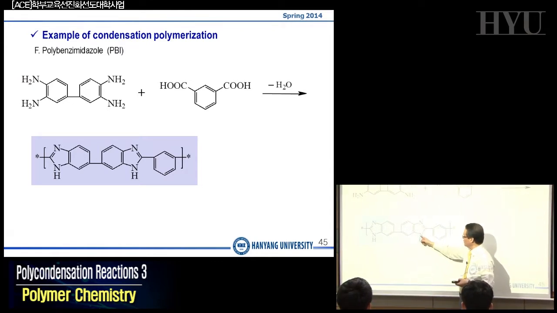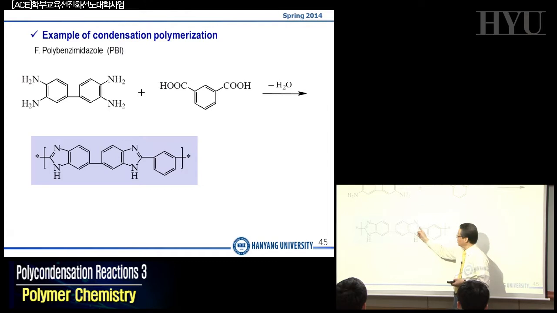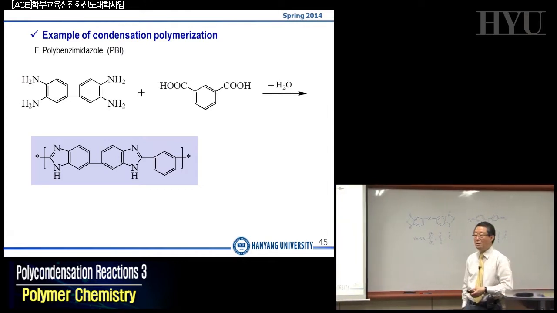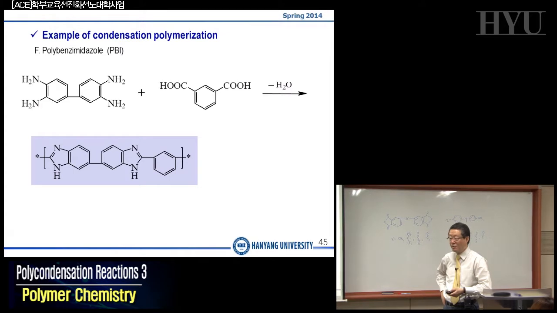We have N and NH group, which is a 5-member ring. This is called imidazole ring. We have a benzene ring connected to imidazole, which is the general name of the benzimidazole. Okay. This polybenzimidazole was first invented by Professor Marvel at Arizona State University back in 1960, 1961, and he published the first article. So it's been already over 50 years.